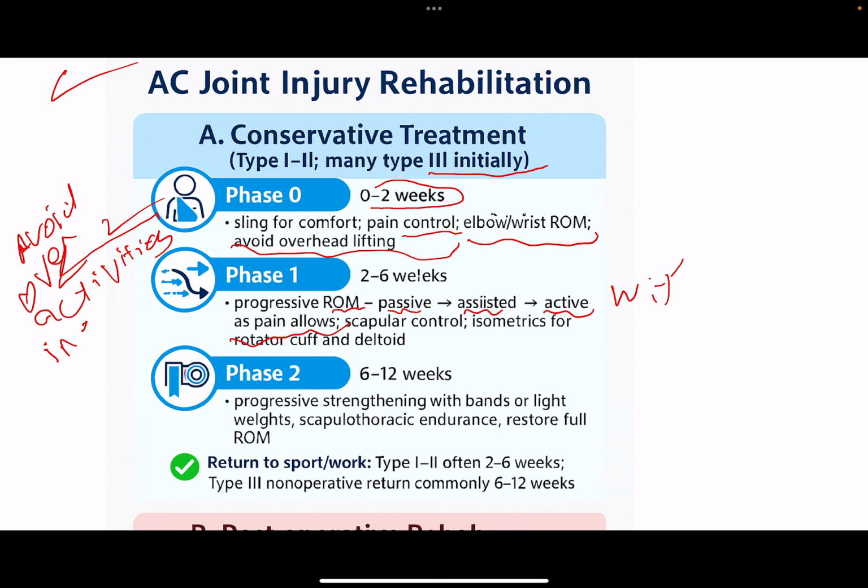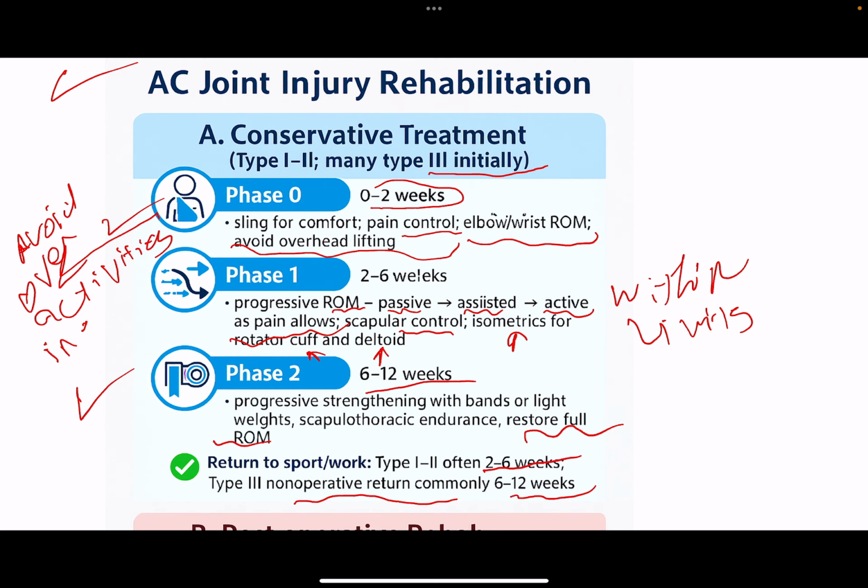From 2 to 6 weeks: progressive range of motion, passive, then assisted, then active, within limits of pain. Scapular control also, isometrics for rotator cuff and deltoids. Phase 2, from 6 to 12 weeks: progressive strengthening with bands or light weights, scapulothoracic endurance, restore full range of motion. Return to sport or work: type 1 and 2, 2 to 6 weeks. Type 3, non-operative return is commonly between 6 to 12 weeks.